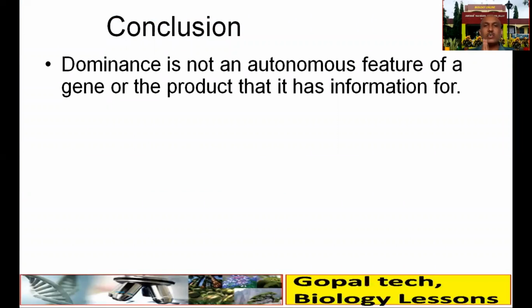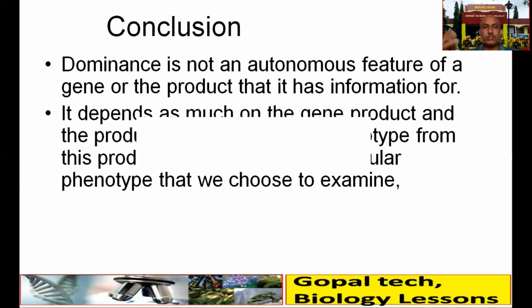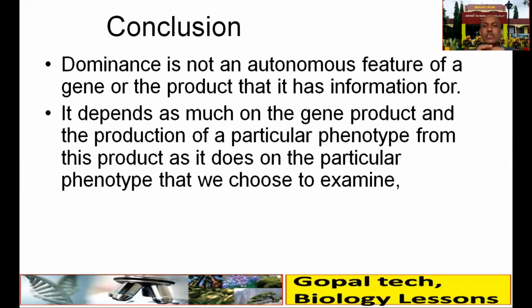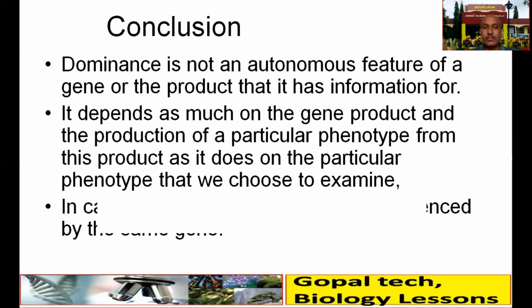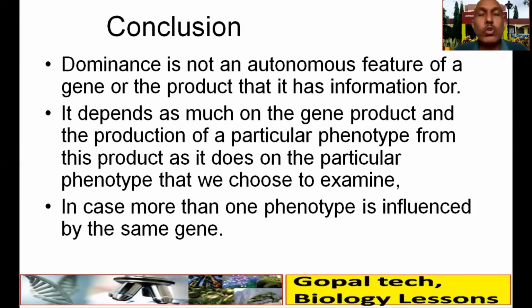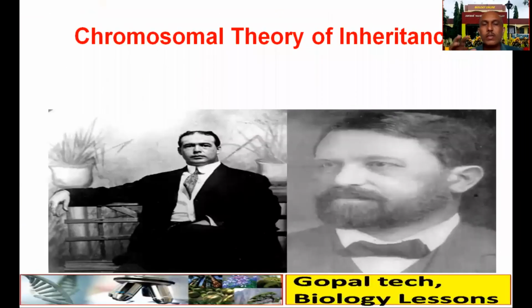So dominance is not an autonomous feature of a gene or the product that it has information. It depends as much on the gene product and the production of a particular phenotype from this product as it does on the particular phenotype that we choose to examine. In case more than one phenotype is influenced by the same gene, ओके, तो क्या होगा? ये पूरा आपको मिल जाएगा.